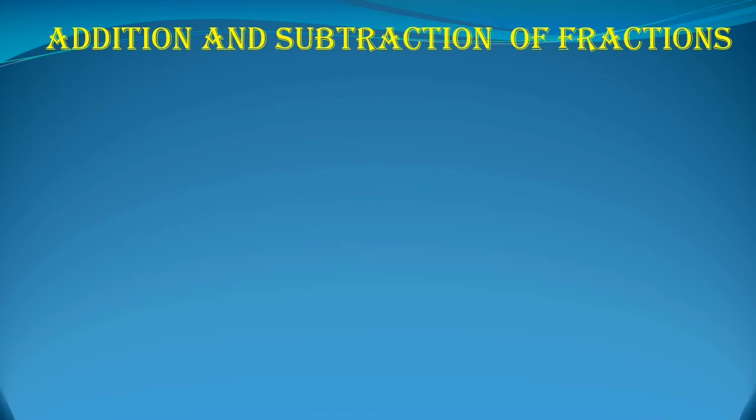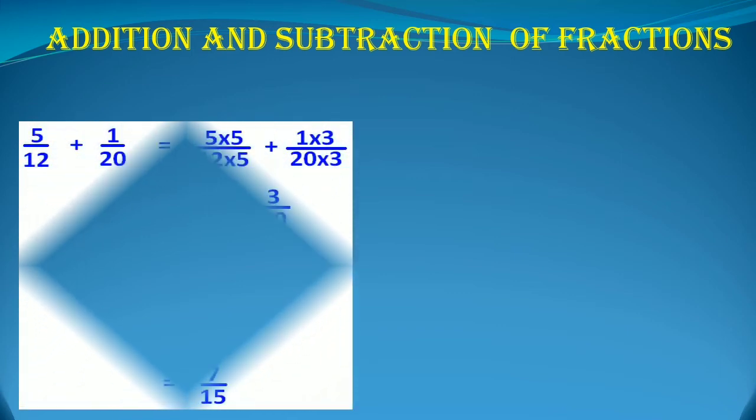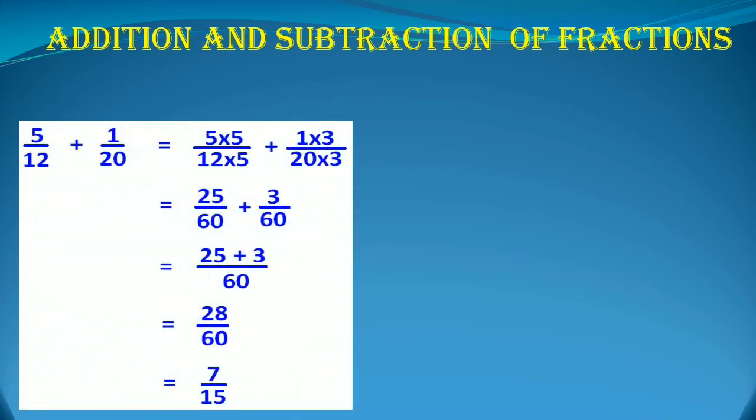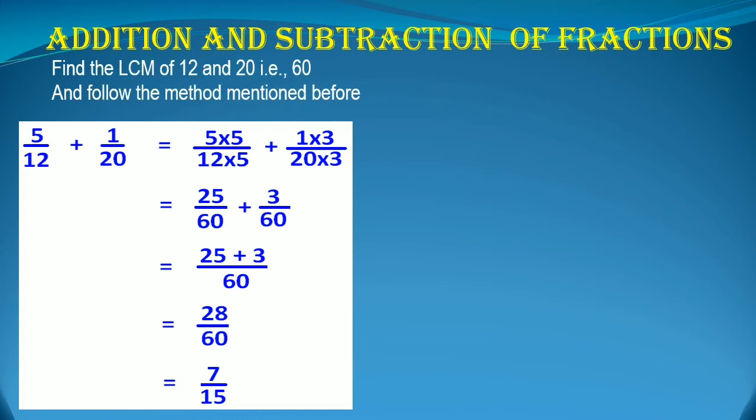Addition and subtraction of fractions. Here are some examples. Example 1. In this example, we can see the fractions are 5 by 12 and 1 by 20 and we have to add both fractions. Similarly, we will convert these unlike fractions to like fractions. We will take the LCM of 12 and 20, that is 60, and follow the method mentioned before.